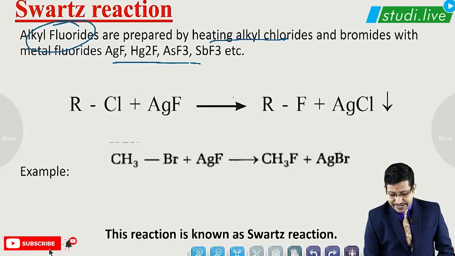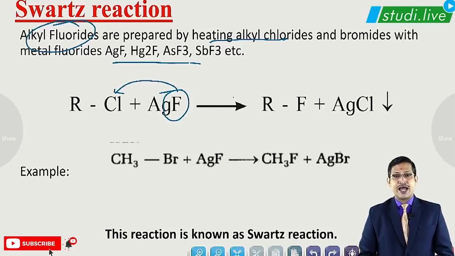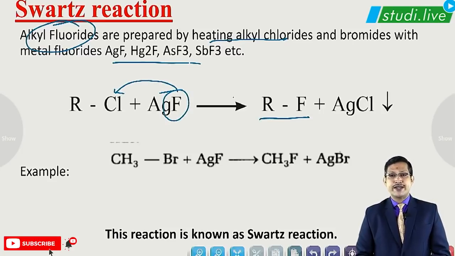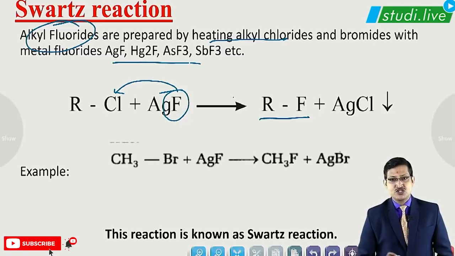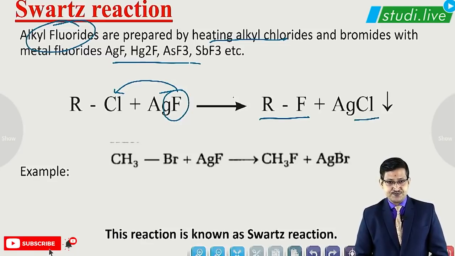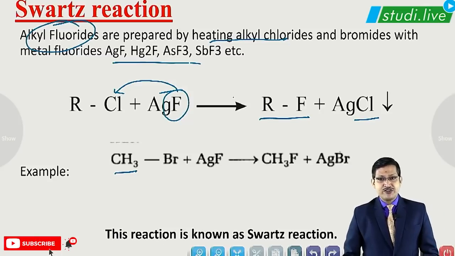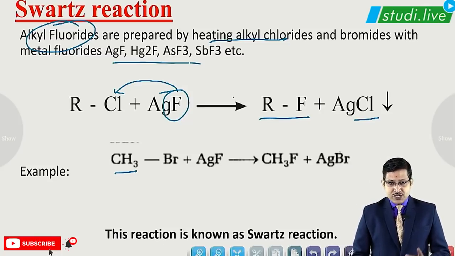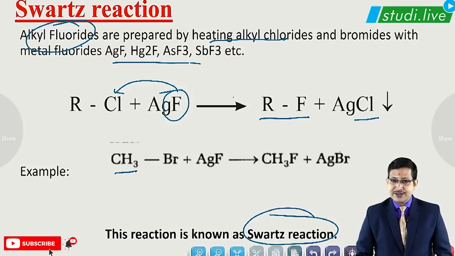And in this reaction, again the substitution, fluorine F will replace chlorine, and that gives you the formation of RF. So fluorine is replacing chlorine as you can see here, and that gives you the formation of RF, and you get AgCl as the precipitate. Again an example of the same, CH3Br plus AgF. So whenever you write notes on these name reactions, you will write a statement, a general reaction and an example. This reaction is what is called Swartz reaction.